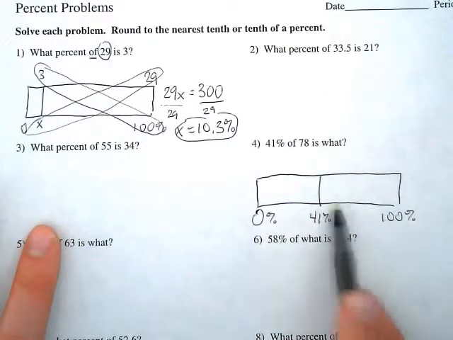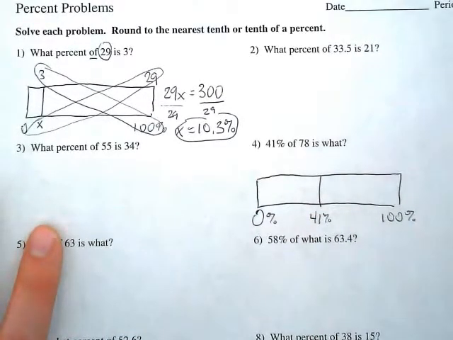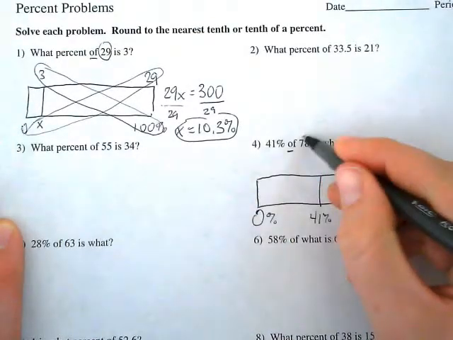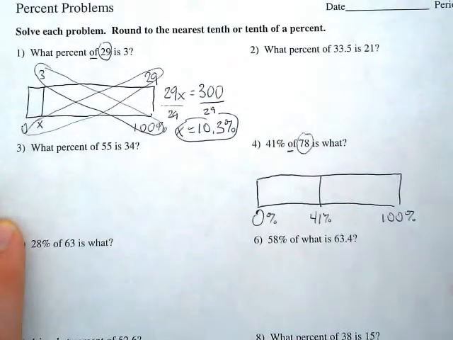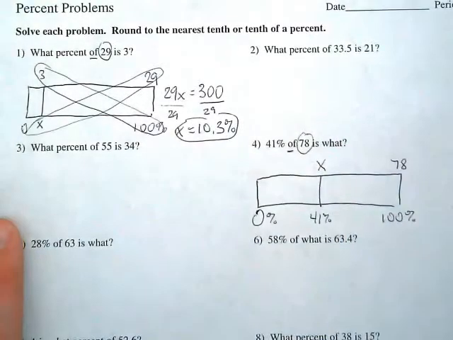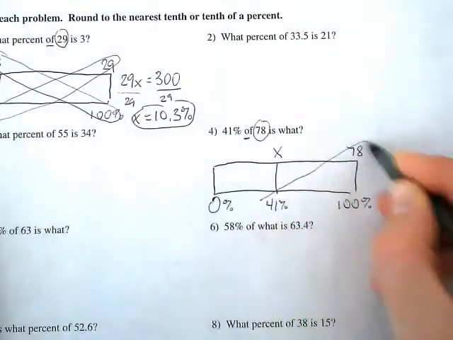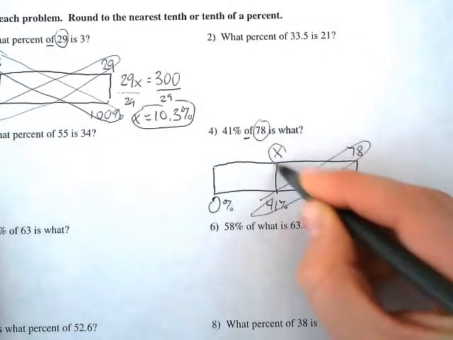And of course, if it's a percent, it's going to go on the bottom with my other percents. And then I'm looking for my whole, which usually comes after the word of. In this case, that's 78, and the whole goes above that 100%. And in this case, we don't know what 41% is. So I'm going to go ahead and cross multiply those.